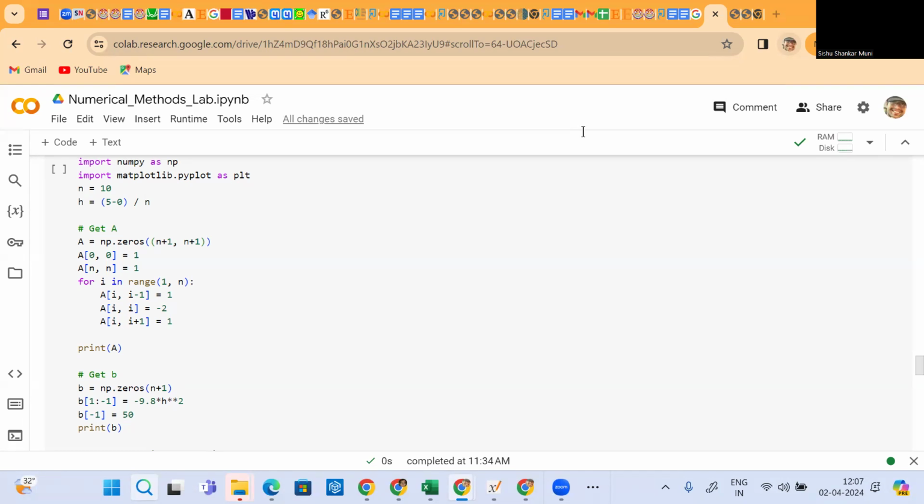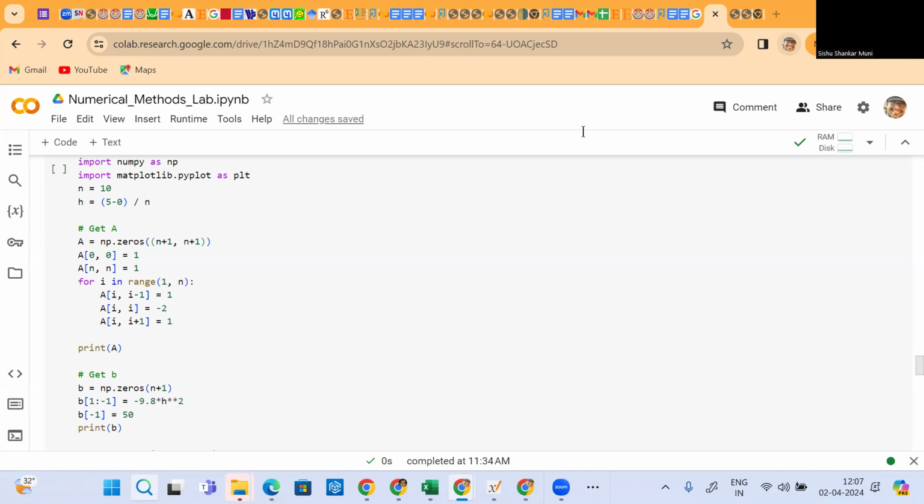And Ax equal to B, if your matrix A is tri-diagonal, then there is a separate way to solve your matrix for X. Okay. And that method is known as the Thomas algorithm. That's one of your projects also. You have to implement the Thomas algorithm.